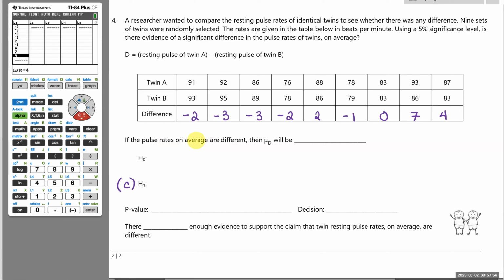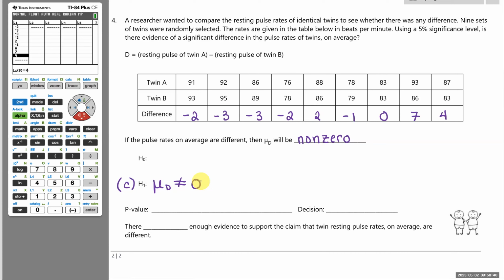So if the pulse rates on average are different, then all I can say here is that you're not going to have 0 on average as the mean difference. So now we don't have the detail of thinking the difference is positive or negative. We just know that it's not 0, because if the pulse rates were the same, the difference would be 0. Otherwise, it would be some non-zero number, perhaps negative, perhaps positive, but we're just interested on average. Will the difference be some number that's not 0? So will the pulse rates not be the same? So this is our two-tailed test.